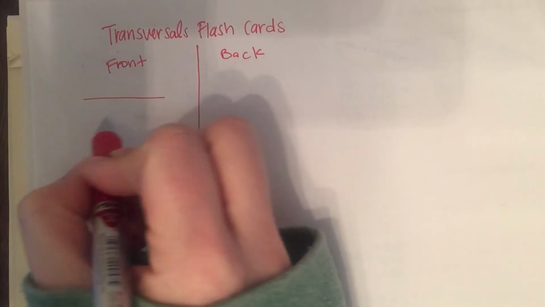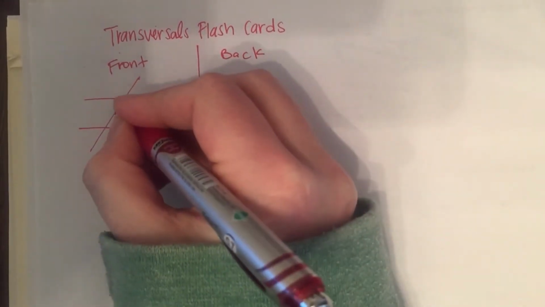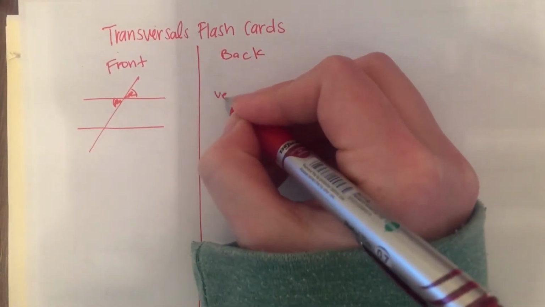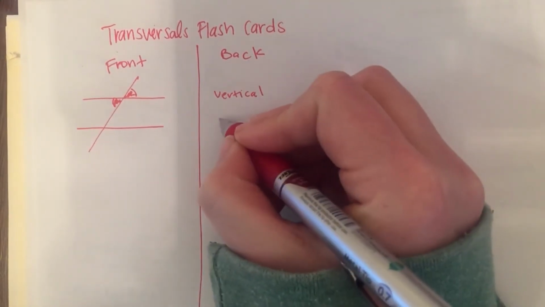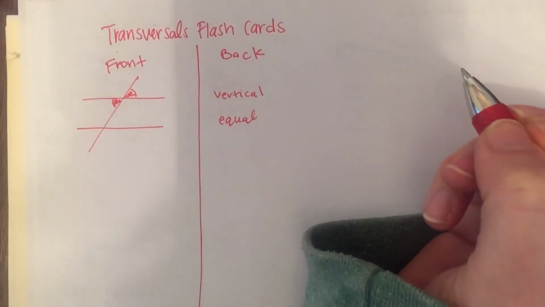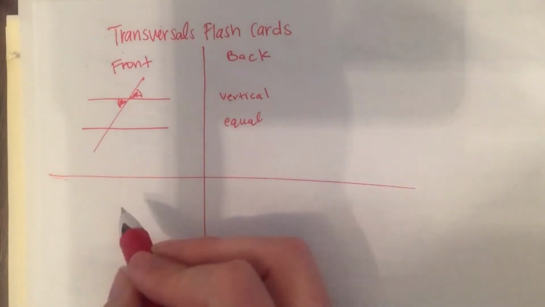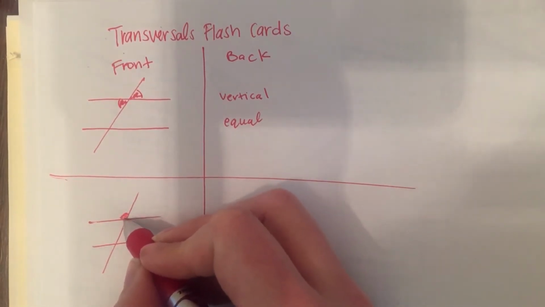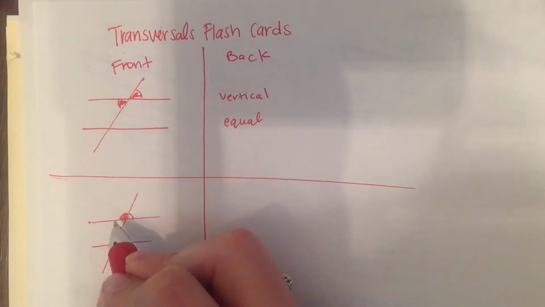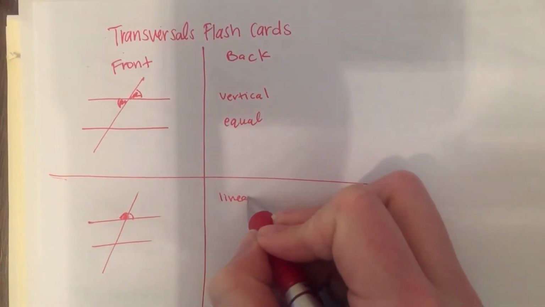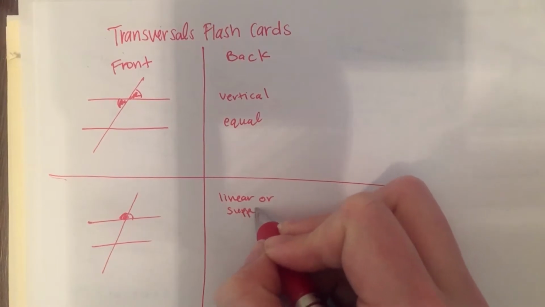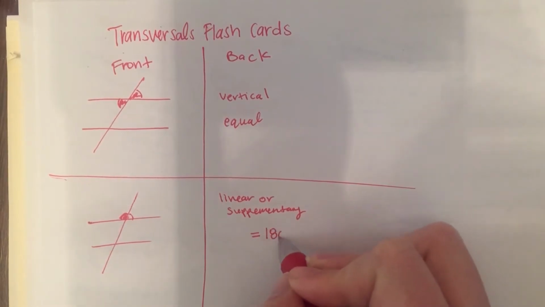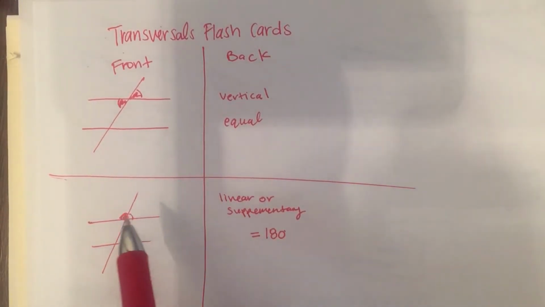So if you're given a transversal and you have angles that are straight across from each other, this is a review name. These would be called vertical, and they would be set equal because they are the same size. Here's a transversal. If I'm given this angle and this one right here, those two together would be called linear or supplementary, which means together they would equal 180 degrees. They wouldn't equal each other because they're different sizes.